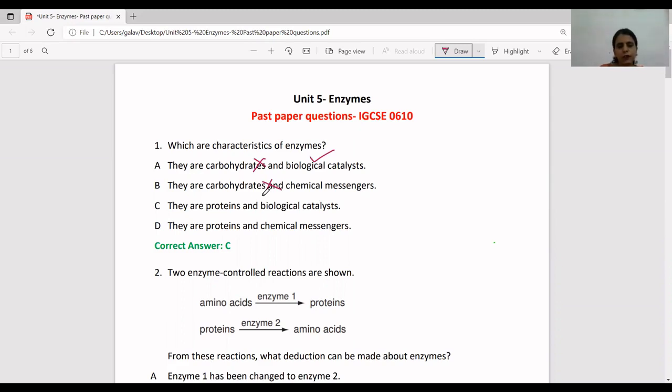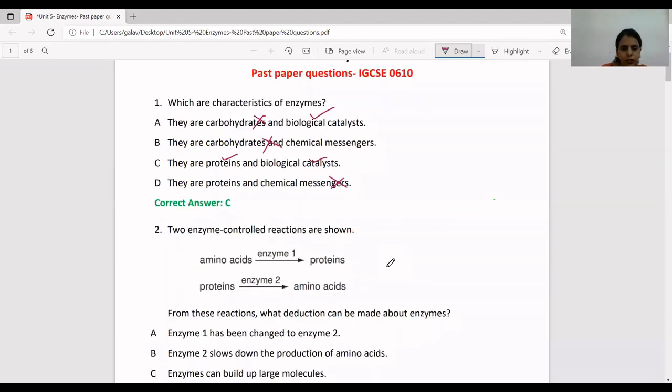Fine. The third option they have given, option C, is they are proteins and biological catalyst. So they both are correct, proteins and biological catalyst. Fine. And the last option is they are proteins and chemical messengers. So this option is wrong. So the correct option is option C, proteins and biological catalyst.